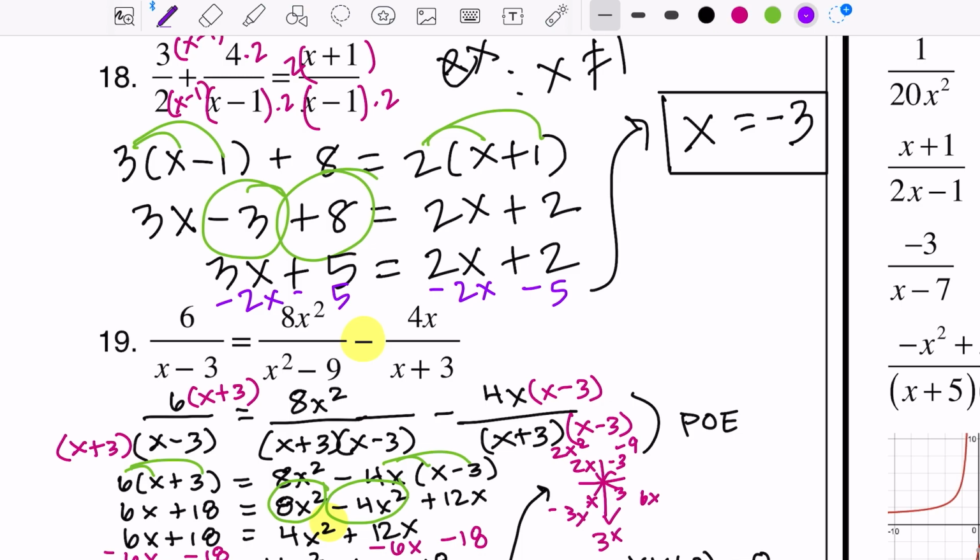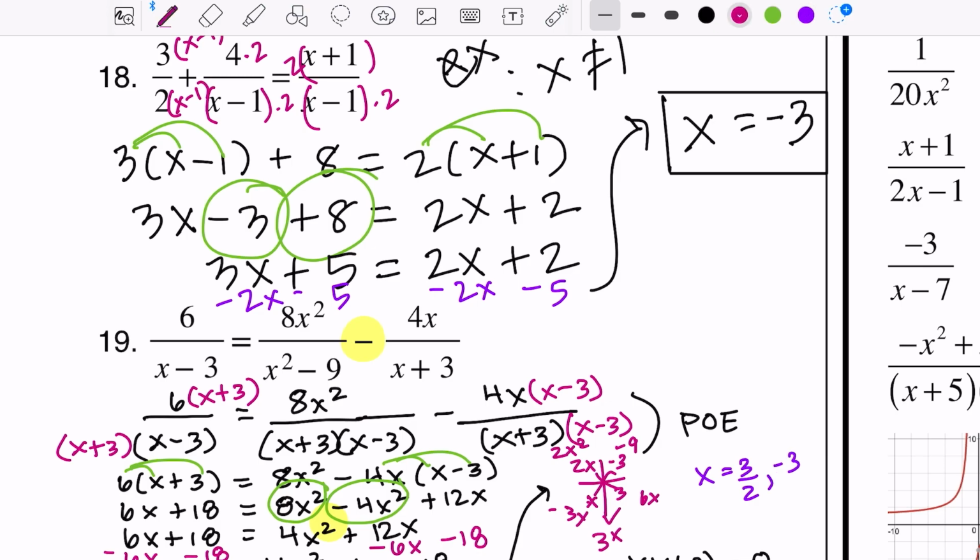2 equals 0, not a true statement. Ignore it. 2x minus 3 equals 0. Add 3. And you get 2x equals 3. And then divide by 2. So x equals 3 halves. And then x plus 3 equals 0. Subtract 3. So then you get negative 3.